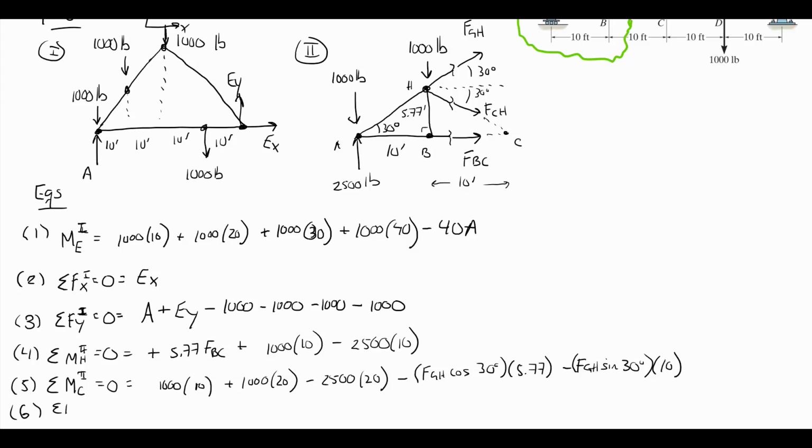And finally, I will take the sum of forces. As long as it's not along the CH axis, which is not horizontal or vertical, so probably I wouldn't have wanted to take the force along that axis anyway, but we just want to make sure. So I'll just do it in the x direction. So I have one more equation here. I have FBC plus FCH cosine 30 degrees plus FGH cosine 30.